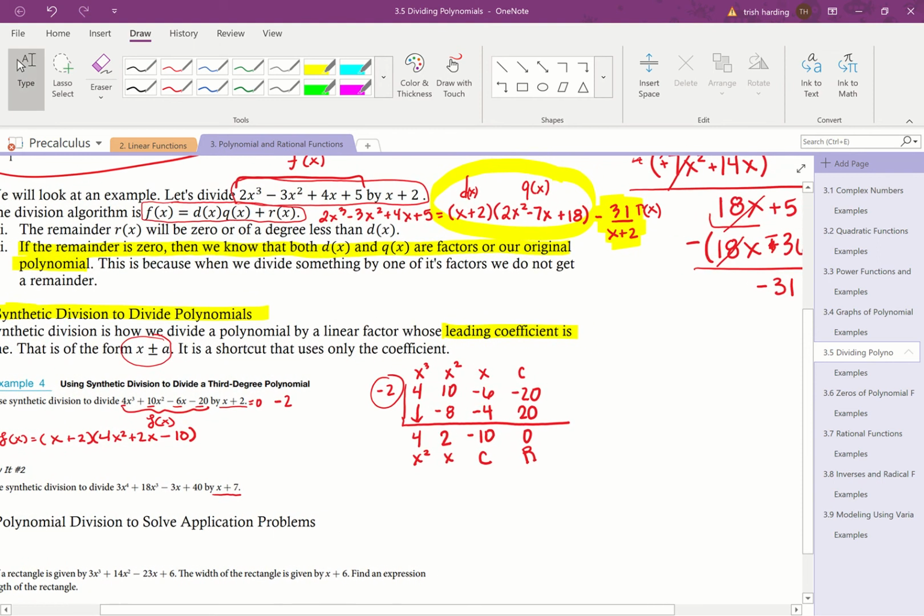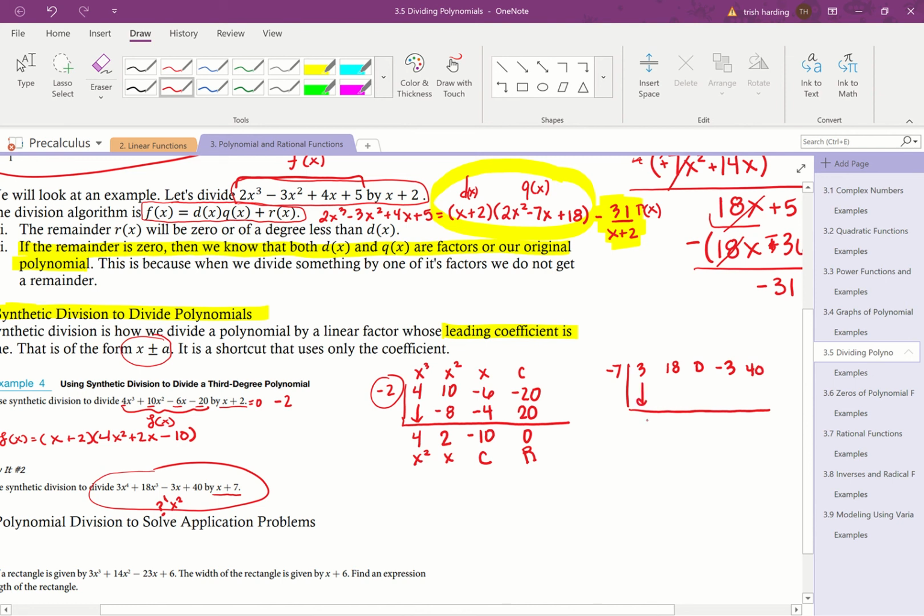So now we are going to do this one. We're going to divide by negative 7. We will have 3, 18. Notice how it skips a power, so there is no x squared. I'm just going to put 0 as my coefficient. And then I'm going to have negative 3 and 40.